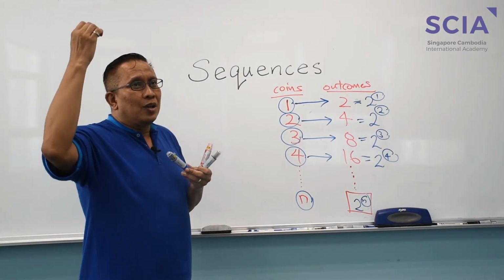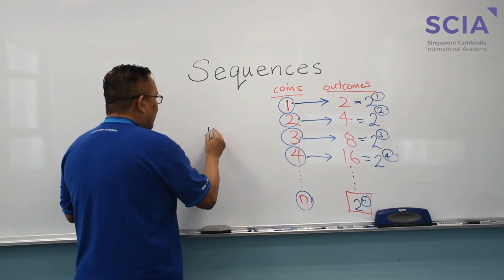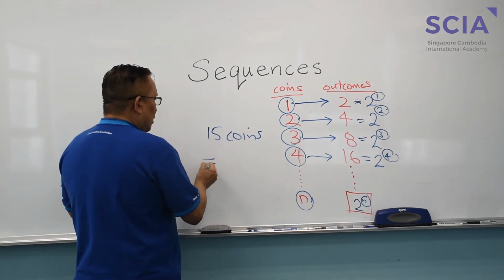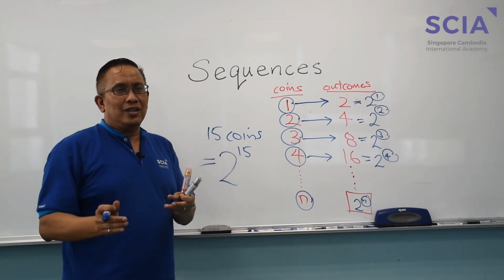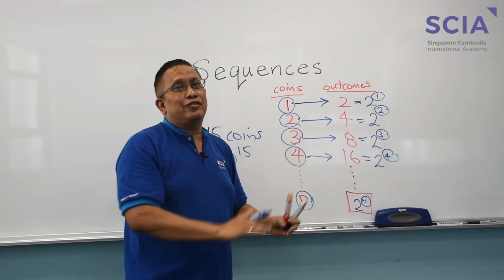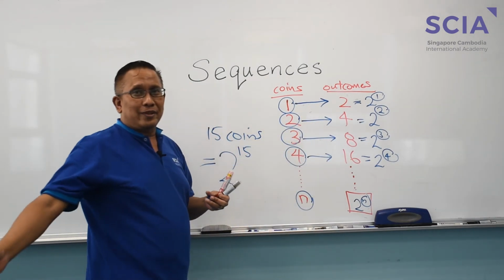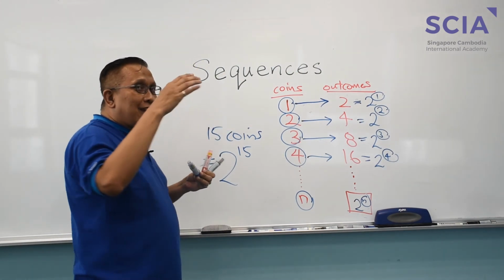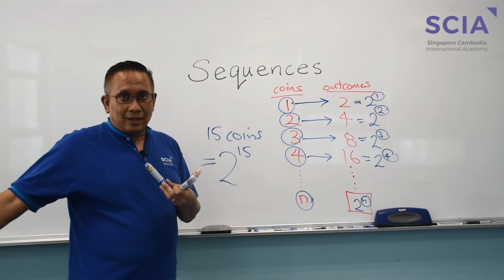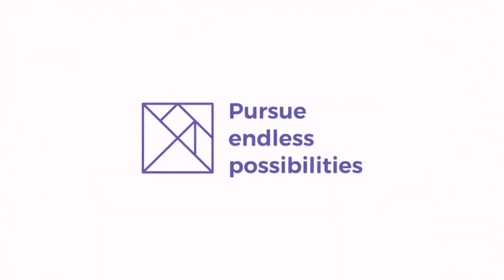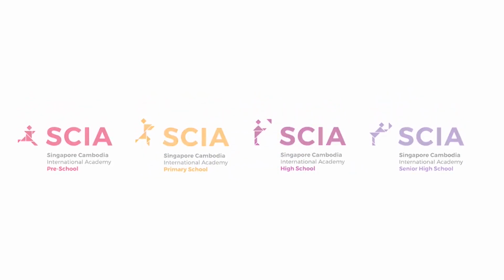So now if I ask you, what if I have 15 coins? How many possible outcomes? 2 to the power of 15. Meaning 2 times 2 times 2 times 2, 15 times. Many, yes, it's a big number. But at least you don't have to go through every single one of them. Okay? So today we're going to learn the next part of sequences, which is to find the nth term. Be strong.